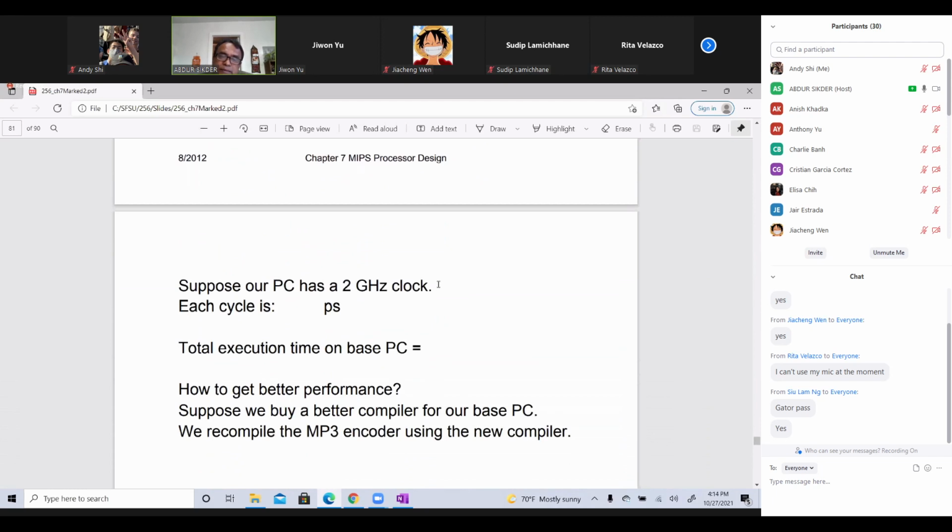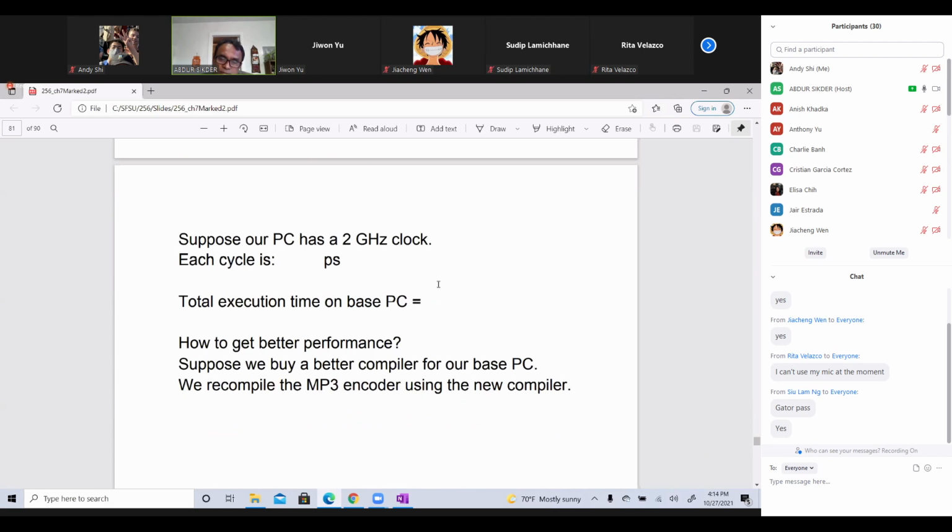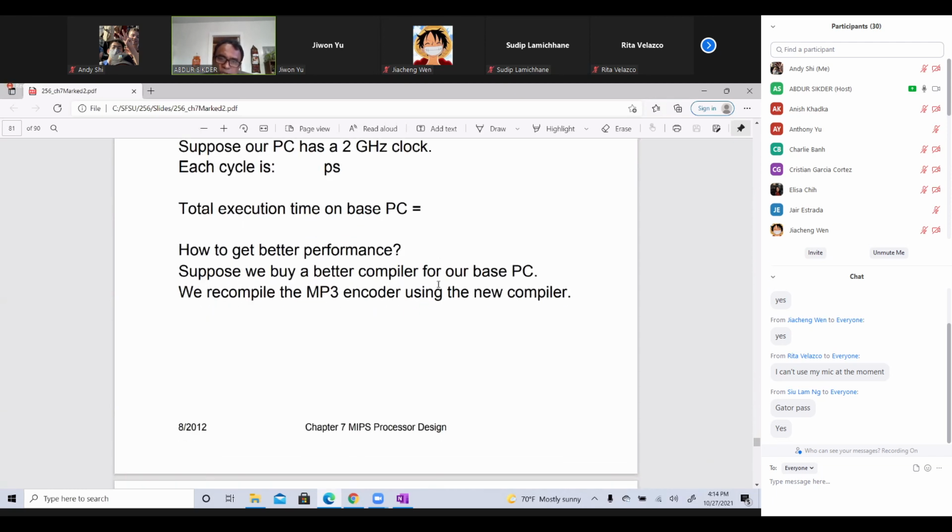Suppose your PC has a 2 gigahertz clock, and 1 gigahertz is what? 10 to the power 12 picoseconds, minus 12 picoseconds. Execution time on the PC will be whatever comes out of the calculation.